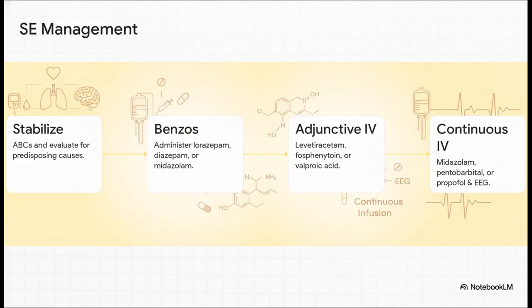Your initial pharmacologic step is giving benzodiazepines, so lorazepam, diazepam, or midazolam. If the seizure activity keeps going, you administer an adjunctive IV agent like levetiracetam, fosphenytoin, or valproic acid. For cases that are refractory and just won't stop, you need to initiate a continuous infusion of midazolam, pentobarbital, or propofol and combine that with continuous EEG monitoring.